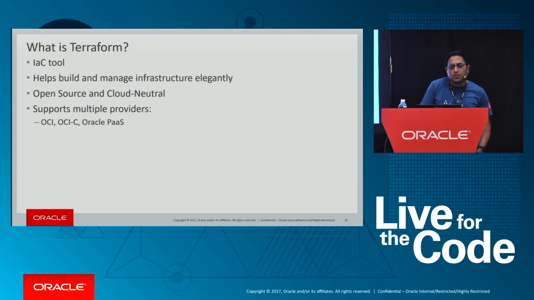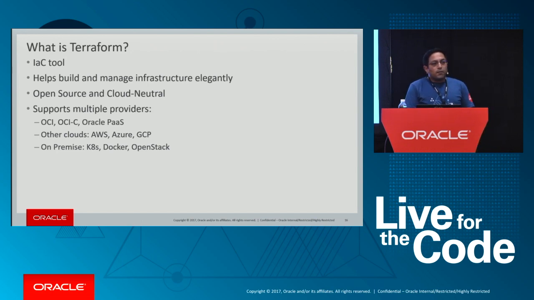So Terraform itself supports multiple providers, so OCI, Classic, and some of the PaaS services, which we are starting to add support for now. Very recently, we provided support for DBCS and JCS, and there's more coming along the way. It also supports other cloud vendors like AWS, Google, and Azure. So that means the skill set in the market should be pretty available. And if you're doing private cloud deployments, you can deploy to Kubernetes, Docker, or even OpenStack as well.